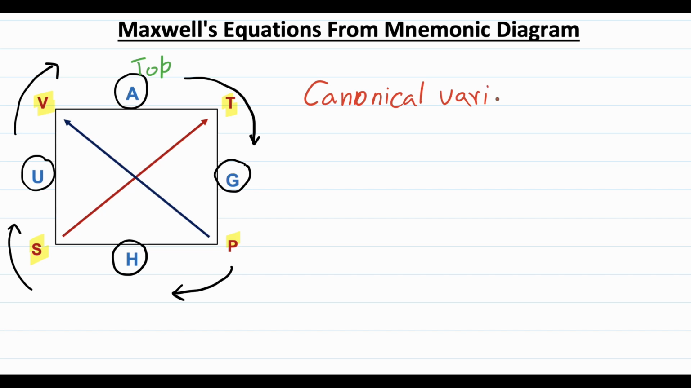So the first step is writing the canonical variables. The second step is identifying the coefficients. Each canonical variable will have a coefficient, and these coefficients will be found using the diagonals given here. You can see the diagonals here. These diagonals will be used to identify the coefficients.